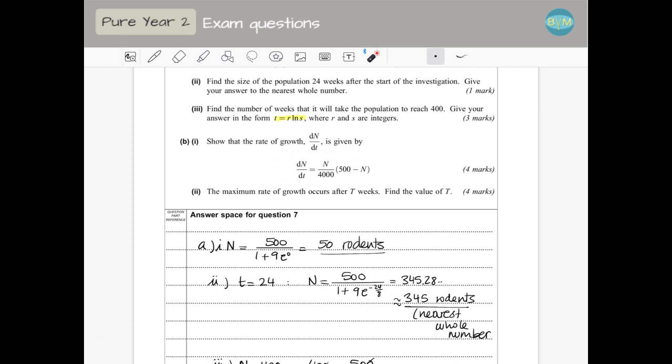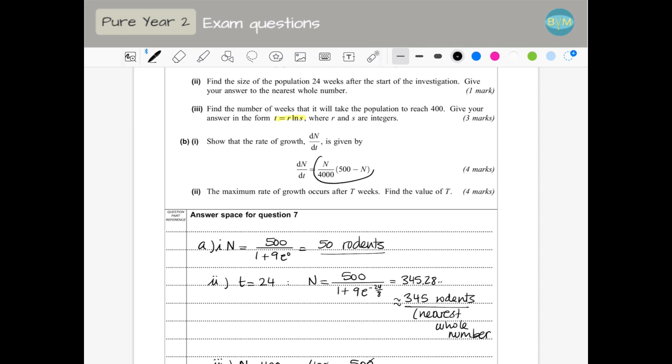And now we need the maximum rate of growth, which occurs after t weeks. We have to find the value of t. And it's quite tempting, as we have differentiated, to make that equal to 0. And that's a common mistake. But what they are asking us is the maximum rate of growth. And this is the rate of growth. So we have to maximize this function. We have to differentiate this function with respect to n, which is the parameter. So it's not making this equal to 0, because there the growth would be 0.